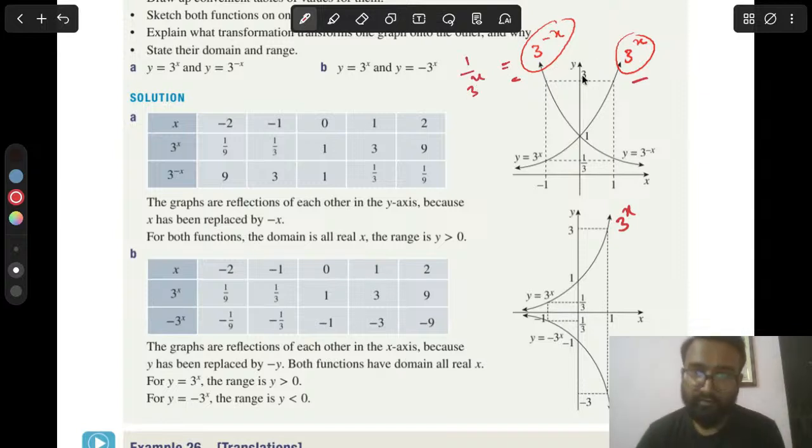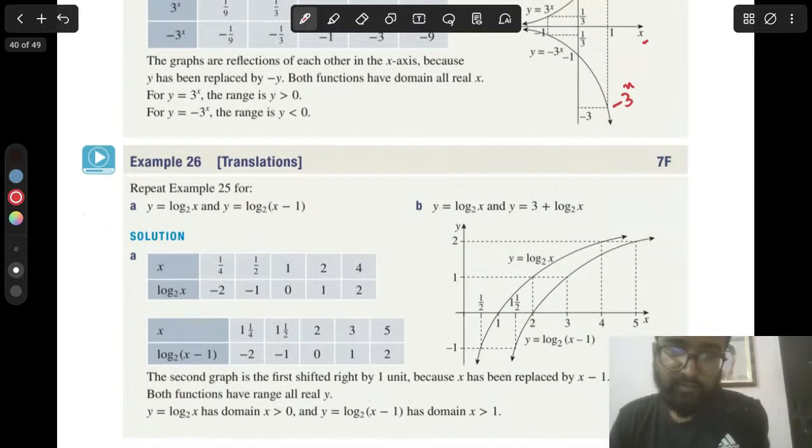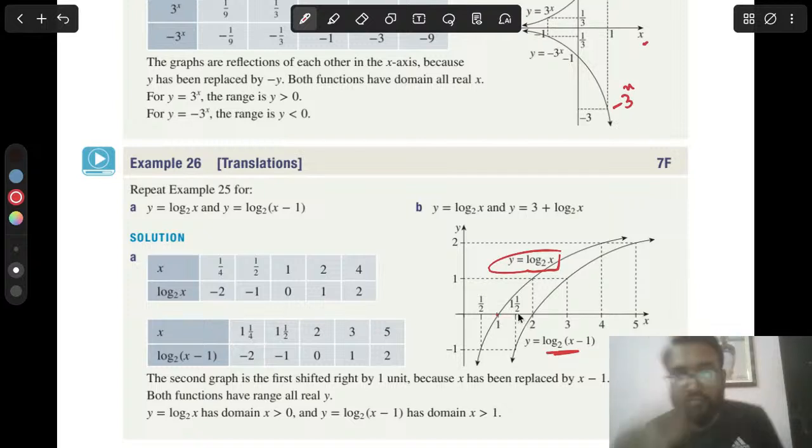So this is reflection about y-axis, and if you change the sign of the function, from 3 power x to minus 3 power x, it is reflection about the x-axis. Okay, so important. And similarly, this is a graph of log x base 2, and this is a graph of log of x minus 1 base 2. It moves a little bit forward. So when x goes to x minus 1, the graph moves one step forward. When x goes to x plus 1, the graph moves to the left side. Is it clear? In the quadratic equation, we learned about that.